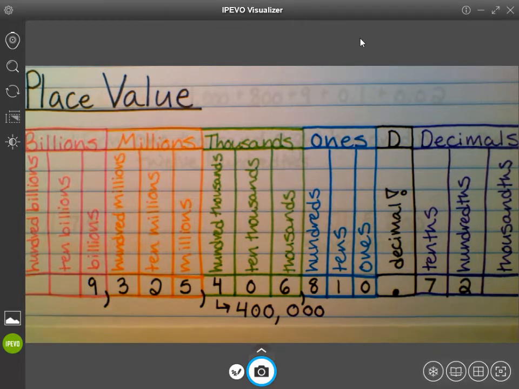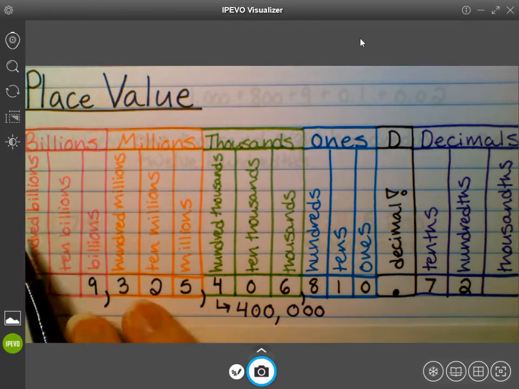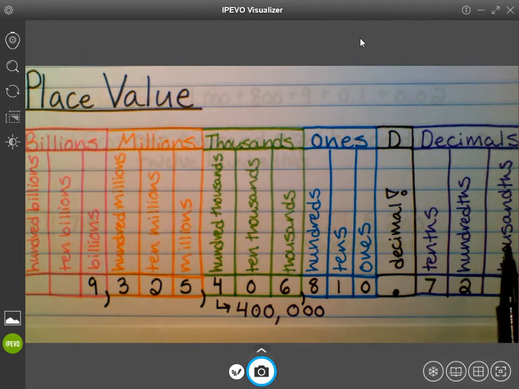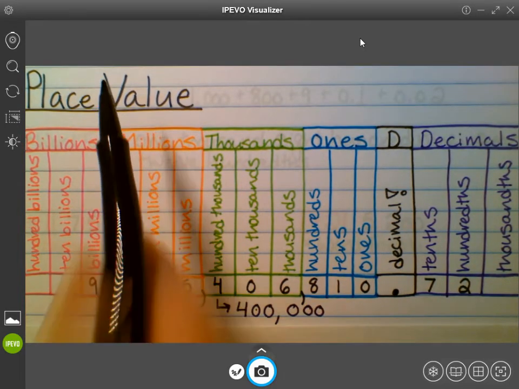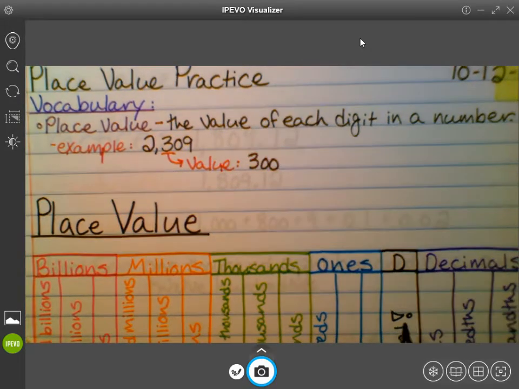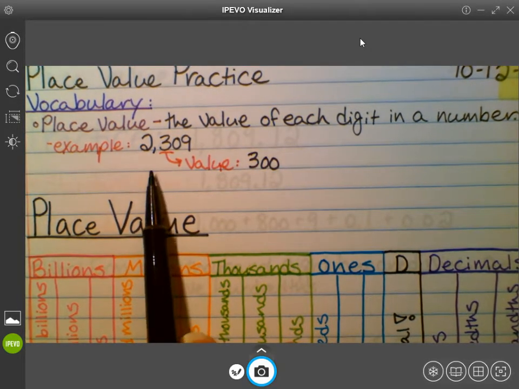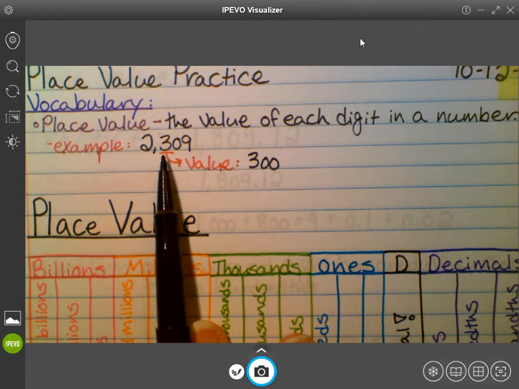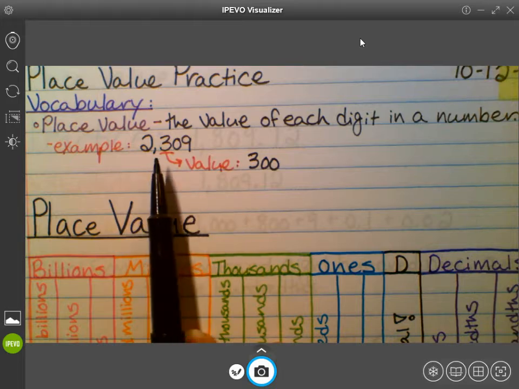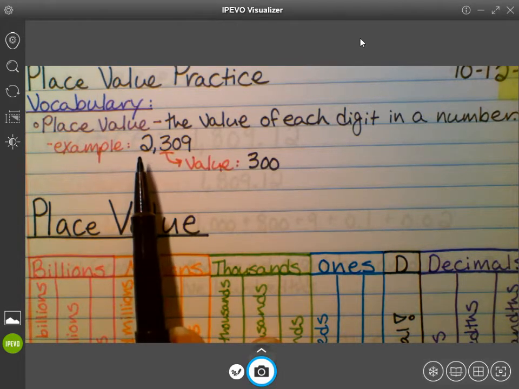So, you should have gotten our place value chart written to your notebook, all the way from 100 billions to thousands. And so we talked about, after this, when we're looking for the place value of a number. So remember, place value, that's the value of each digit in a number. So in this number, 2,309, that 3, it's a 3, but its value is 300 because it's in the hundreds place. That 2, its value is 2,000 because it is in the thousands place.